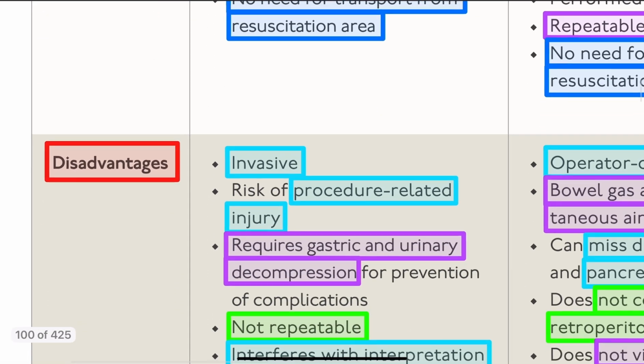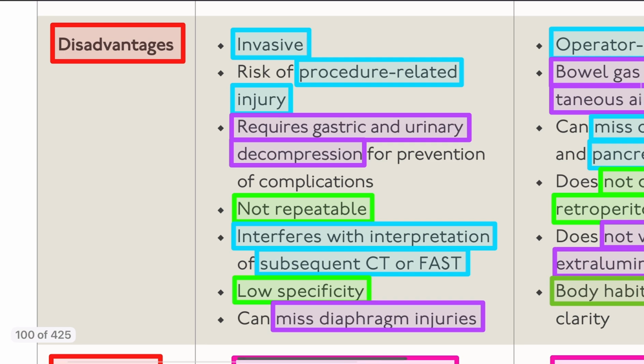What are the disadvantages of diagnostic peritoneal lavage? It is invasive and there is procedure-related injury because of its invasive nature. The patient requires gastric or urinary decompression before doing DPL for prevention of complications. You cannot do it again and again, a major disadvantage. There is interference with interpretation of subsequent CT or FAST because it is an invasive test. It has low specificity, and you cannot diagnose diaphragmatic injury.